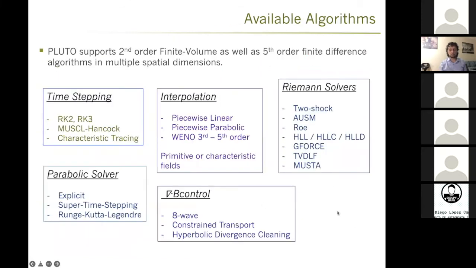As I said, PLUTO is not just modular as far as the physics is concerned, but also in the different algorithms. So you can choose between different reconstruction schemes, a parabolic solver to solve the parabolic terms, Riemann solvers, and divergence-of-B control. So there are a lot of options that can be used. Some of them are better than the others. Not all the options can be combined together, okay? But usually the code tries to give a warning if we're trying to do something nasty.